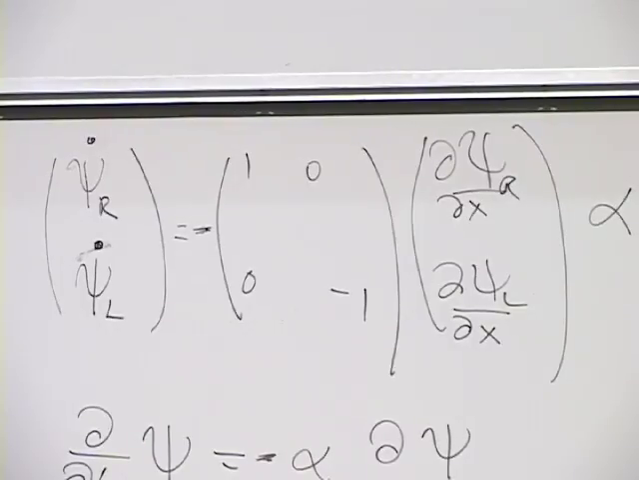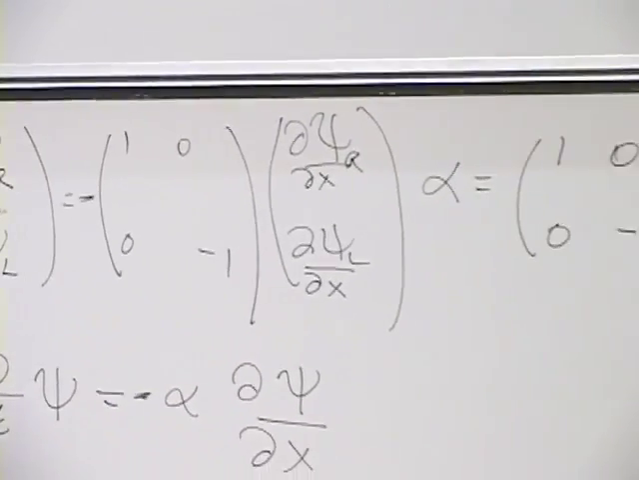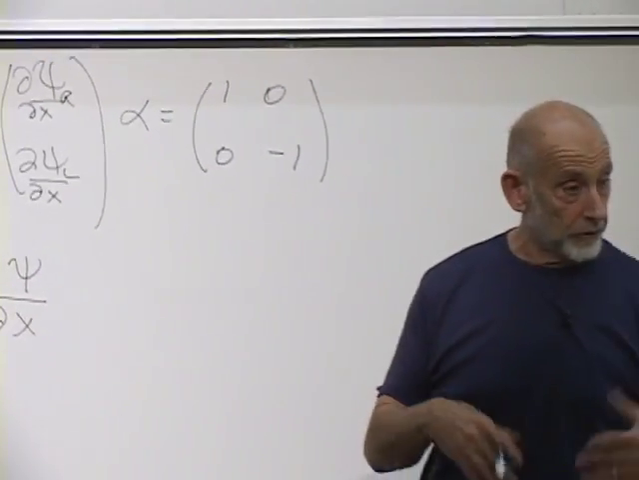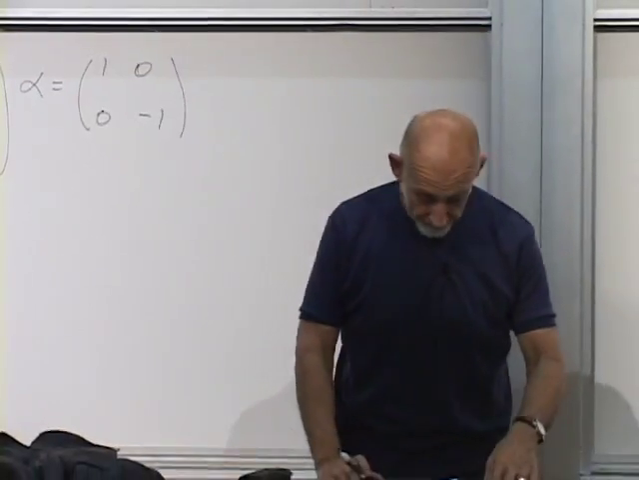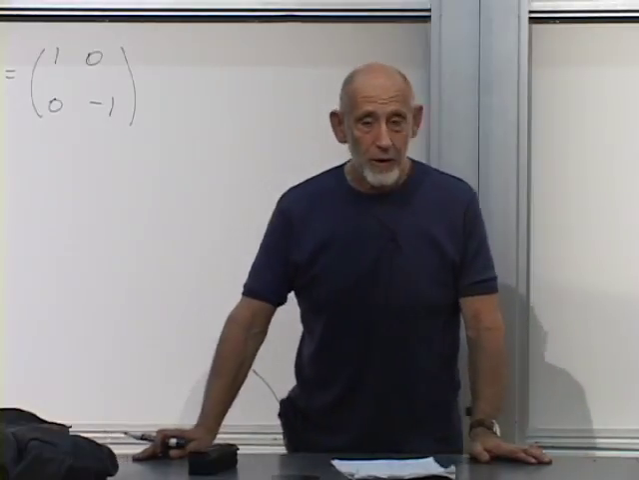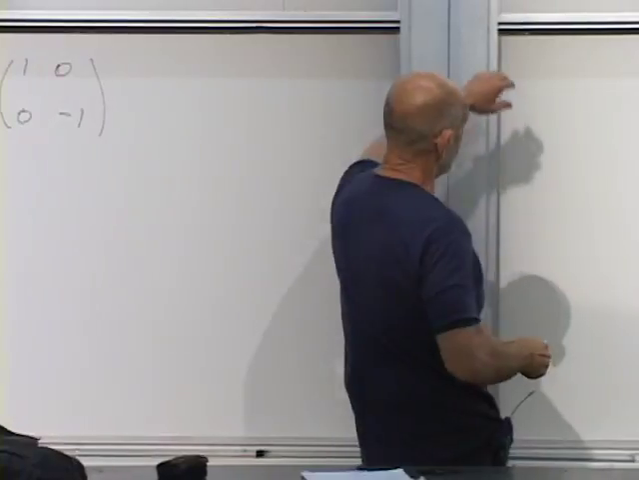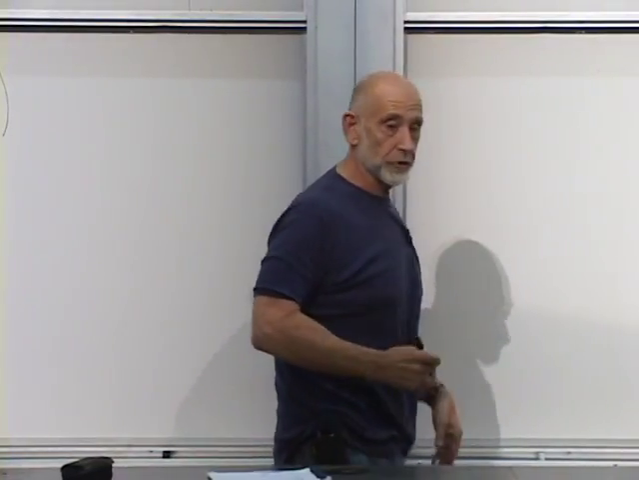Now, so far, both the left movers and the right movers are massless. They move along the x-axis with the speed of light. Can we make them massive? Can we add to these equations something which makes the particles have mass? That's an important thing. After all, electrons do have mass.